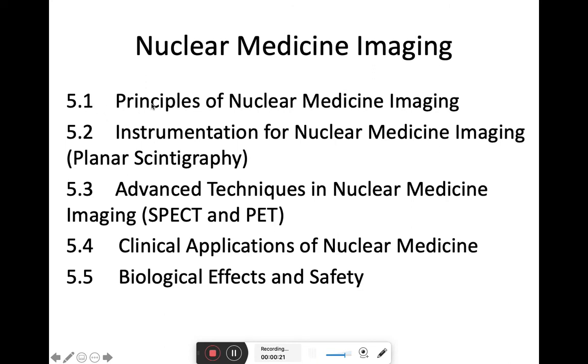The first one is we're going to look into the fundamental principles of nuclear medicine imaging, followed by the instrumentation that makes up the nuclear medicine imaging setup, and then we will look into the advanced techniques that are available in nuclear medicine imaging, which are SPECT and PET, and then followed by the clinical applications, and finally the biological effects and safety to human beings.